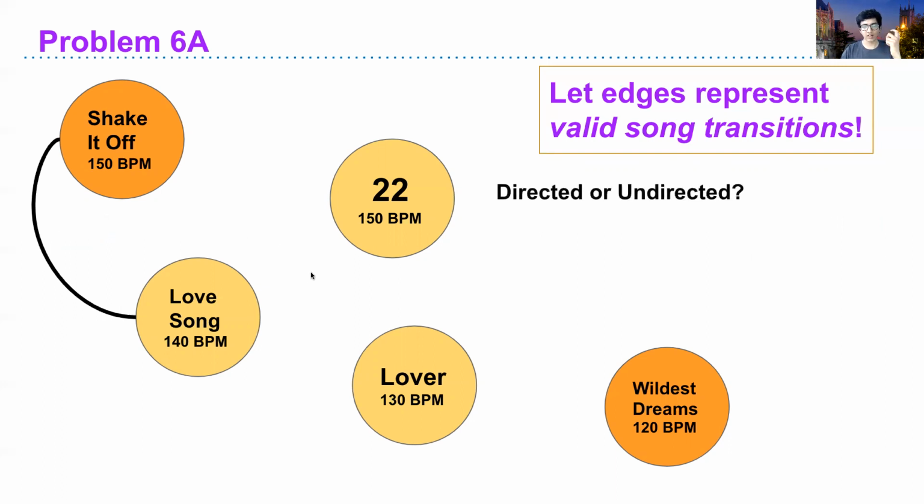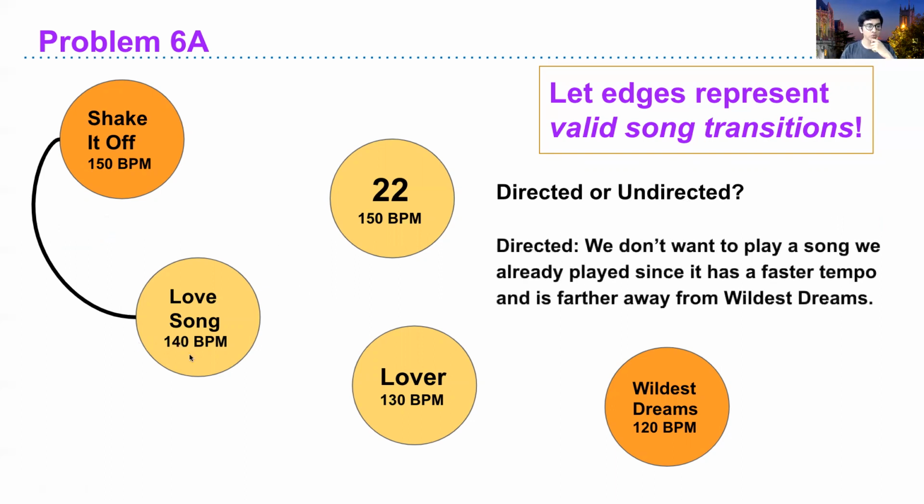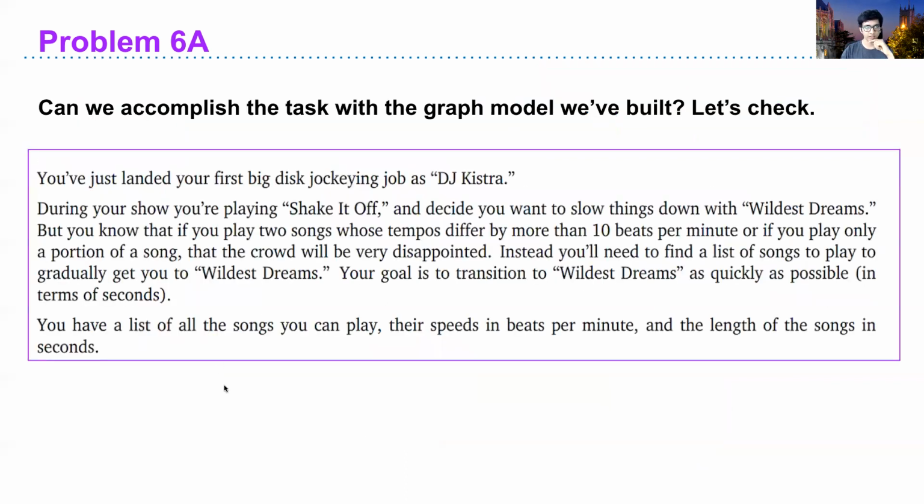The next question in this graph would be, do you want this to be directed or undirected, right? Probably directed, right? Because we don't want to move from Love Song to Shake It Off. We don't want to go to a higher BPM because our aim is to go from this higher BPM song to this lower BPM song. So we want this to be directed and in the direction of a lower BPM, right?